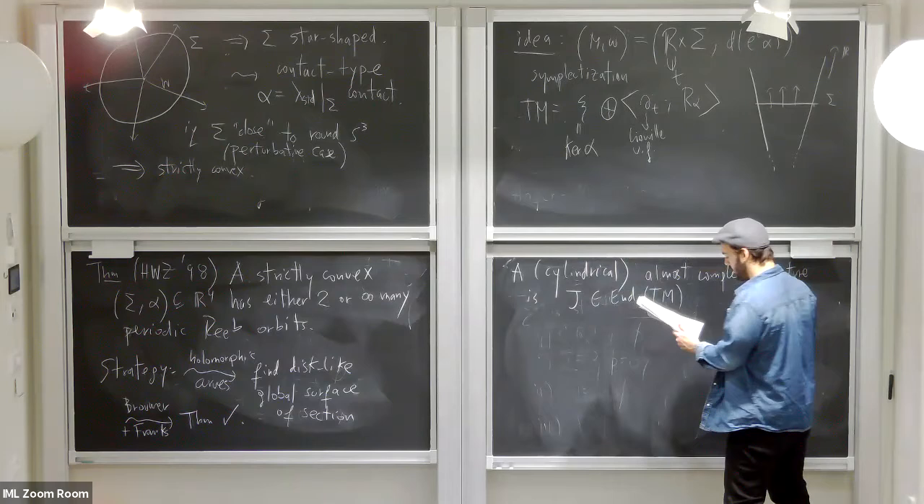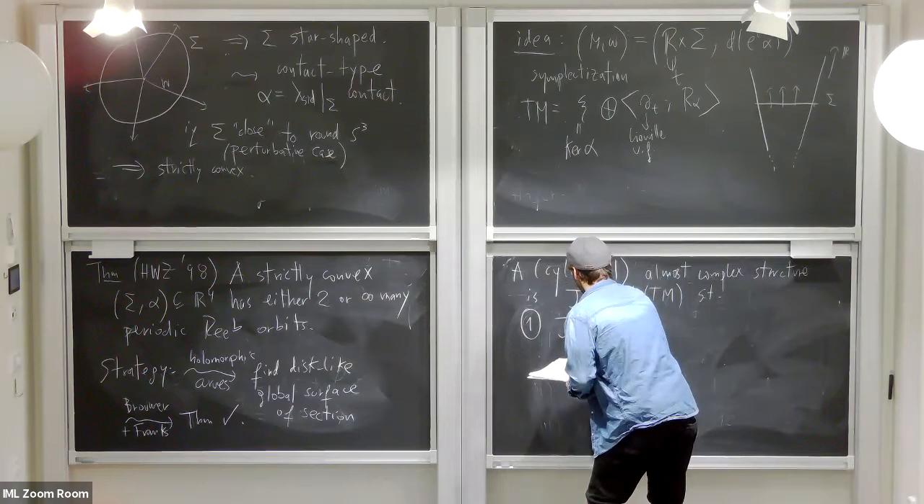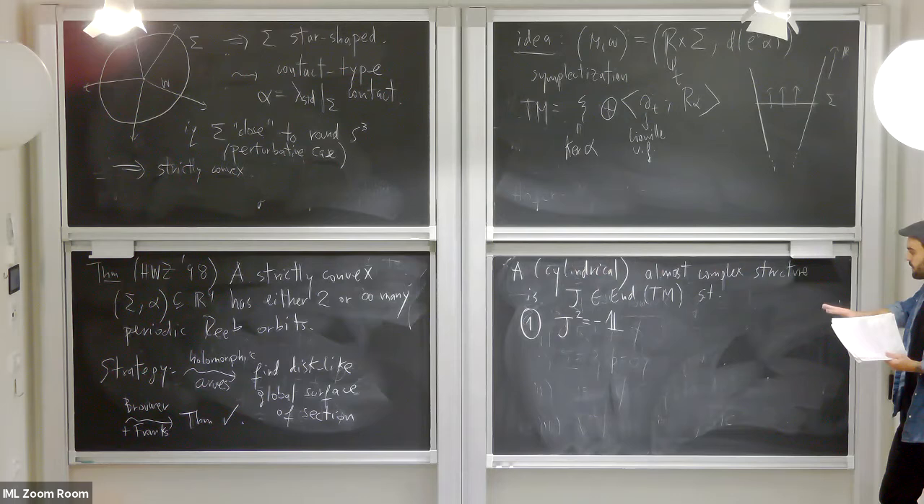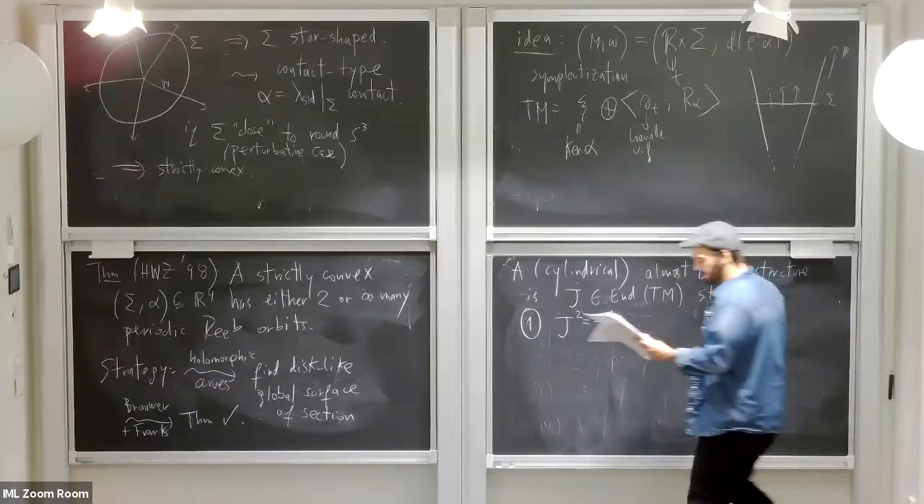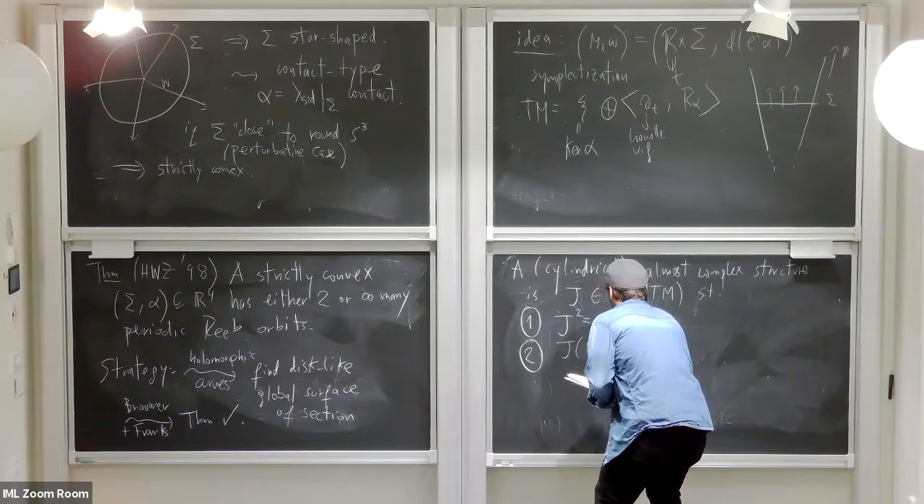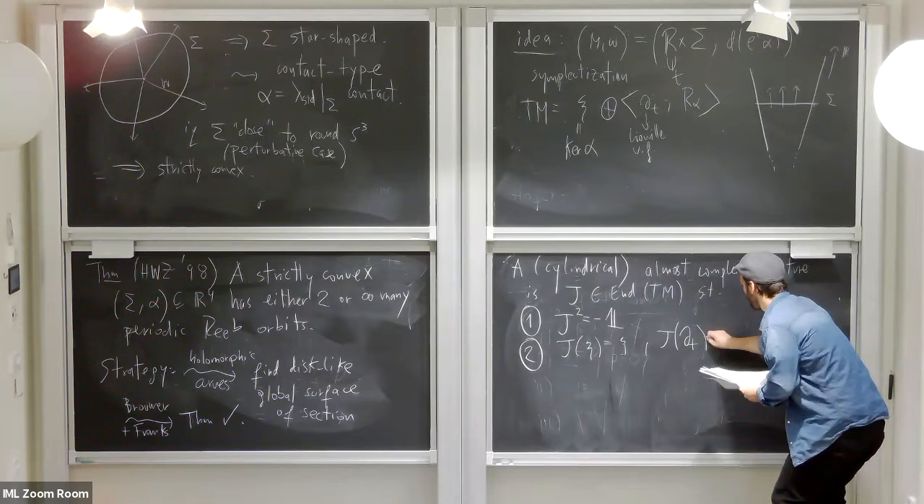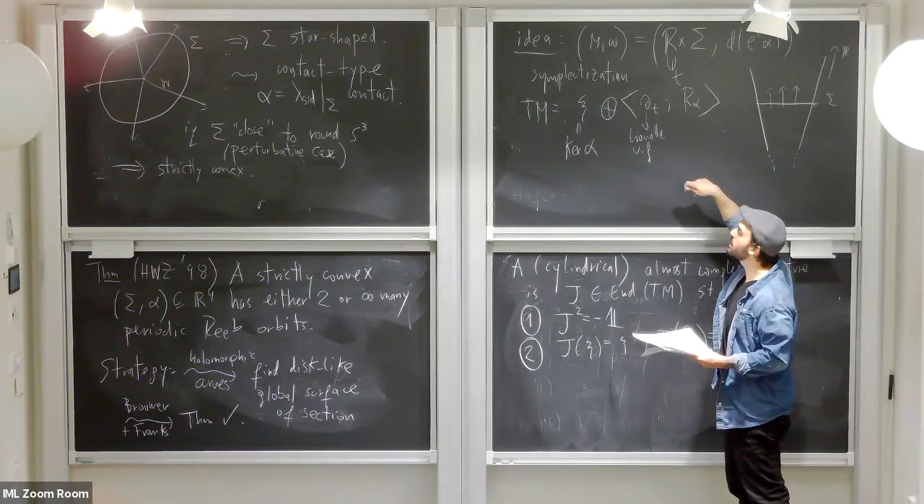A cylindrical almost complex structure is an endomorphism J of the tangent bundle satisfying the following conditions. The first condition is that it is an almost complex structure, which just means that it squares to minus the identity. You should think of it as complex multiplication by i at each tangent space, or a 90 degree rotation according to the orientation of the manifold M. The second condition is that it preserves xi and maps the Liouville direction to the Reeb direction. So this line bundle becomes a complex line bundle for J, and xi is also invariant, so this splitting is J-invariant.